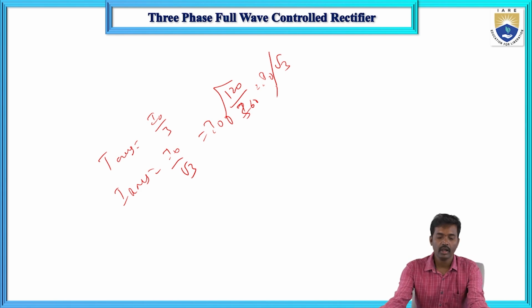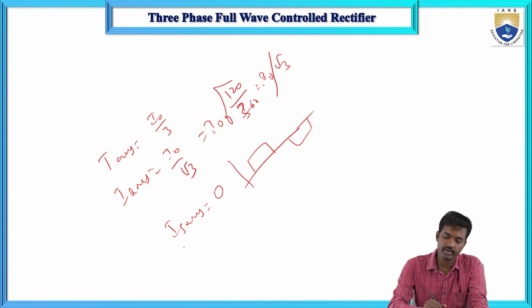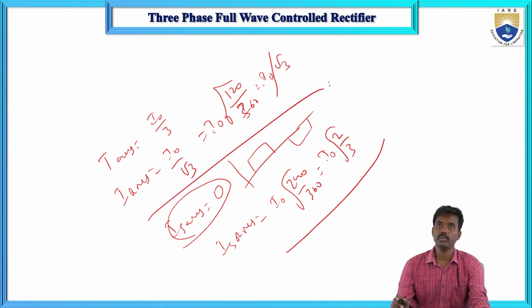So now here, what is the source phase current? IS average equals, so that is the case here. It is a symmetrical waveform, so IS average equals 0, but IS RMS value equals, it is conducting for 120 degrees, I naught into 240 by 360, that equals I naught into root 2 by 3. So this is the case.